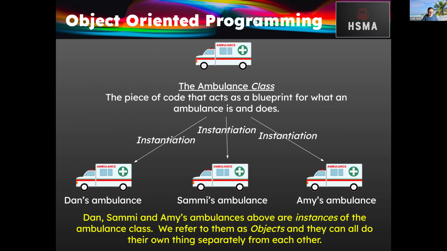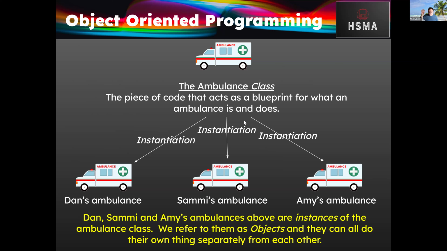So in object-oriented programming, we have this concept of a class, and basically a class is kind of like a blueprint for what this object is and does. So the properties it has and the methods that it can carry out, so the things it does.